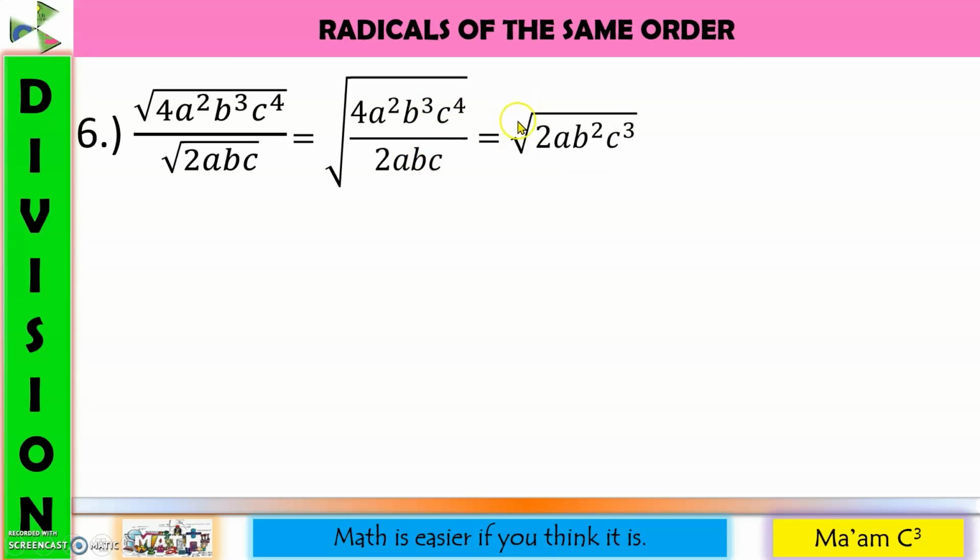Our index here is 2, so 2 divided by 2 is 1. We can factor out 1b. And also, we can factor out 1c. Let's copy square root of 2a.